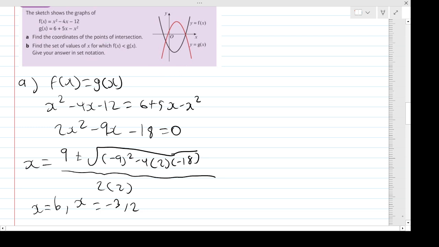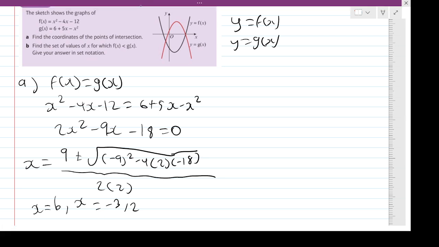Well, y is equal to f of x, right? And y is equal to g of x because they're curves. So simply, we can substitute these x values into either curve to get the y value. So when x is 6, I can substitute it in either equation, f of x or g of x. Let's sub it into f of x.